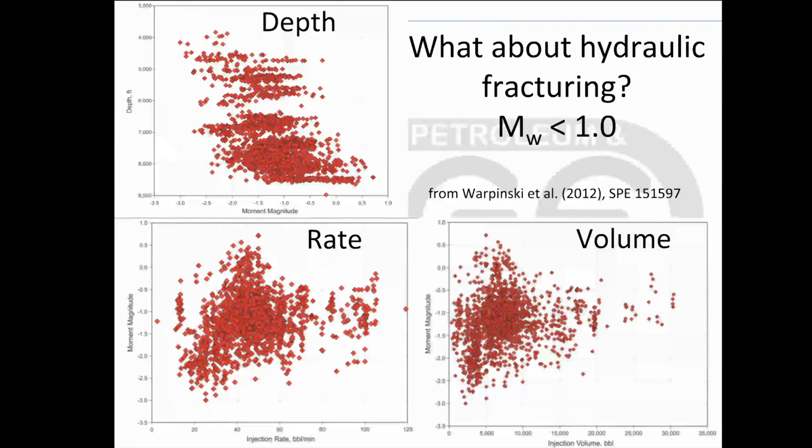Increasing the rate for the frac job, you see in the lower left corner, even up to 120 barrels a minute for the data set, the maximum magnitude is something on the order of magnitude 0. The volume injected for frac jobs now, not for injection volumes, injection wells, again, it doesn't seem to correlate well with injection volume. So essentially what we're saying is that hydraulic fractures, the magnitude is almost always less than 1.